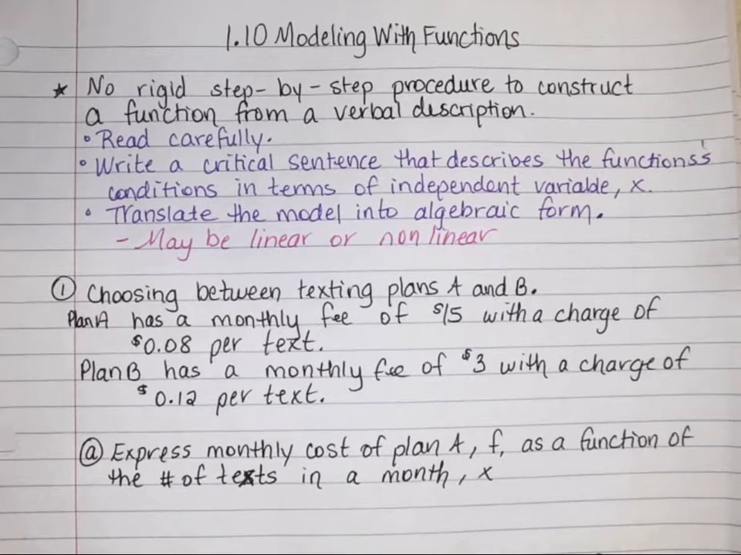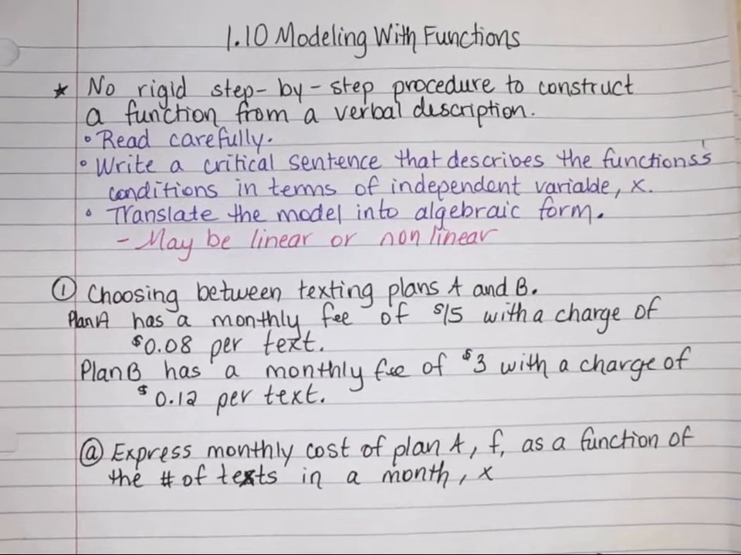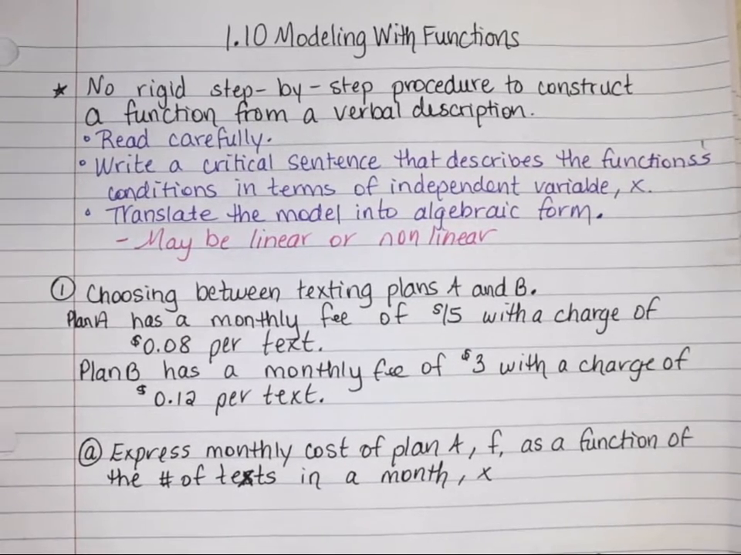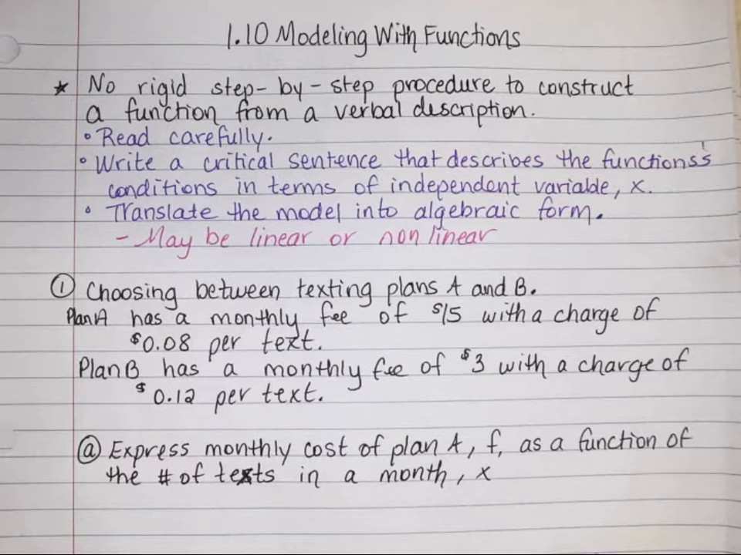The first example that we're going to look at, and in all of these problems, it's going to give you, of course, certain conditions, then it's going to tell you to express your information as a function of something in terms of x. If we're looking at choosing between texting plans A and B, number 1, plan A has a monthly fee of $15 with a charge of 8 cents per text. Plan B, monthly fee of $3 with a charge of 12 cents per text.